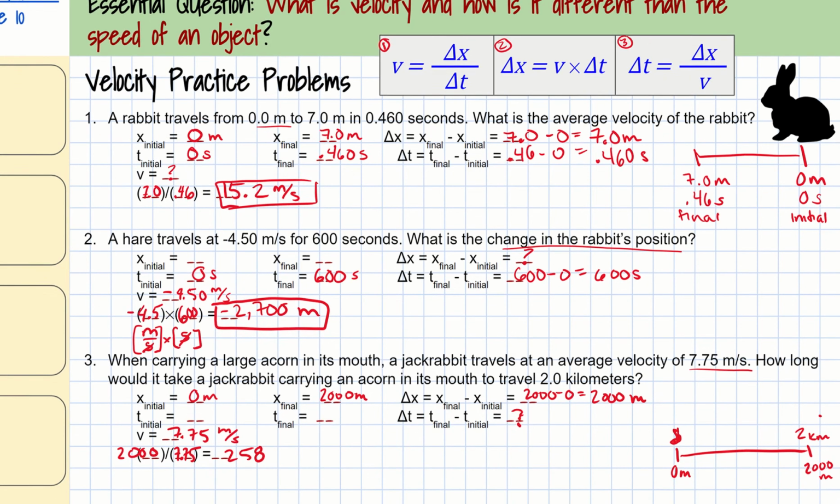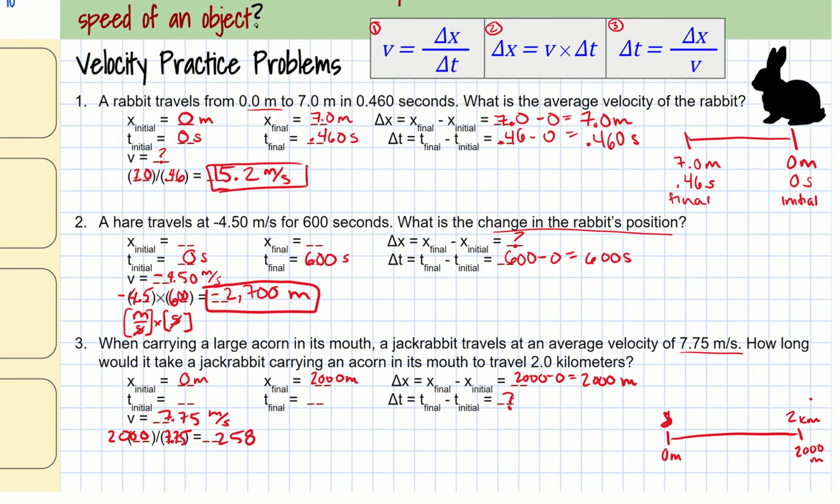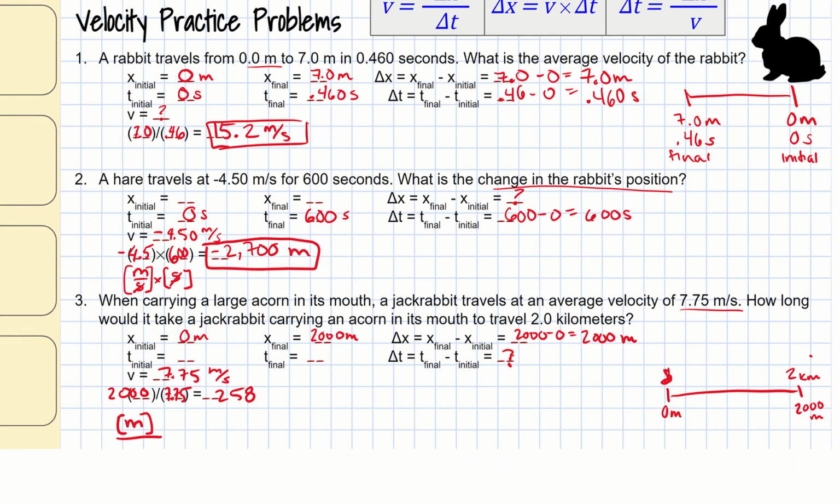And if we check out our units, well, we know we're solving for time, so it probably should be seconds, but let's double check that. So we have meters, or the units of our 2,000, divided by 7.75 meters per second. That leaves us with units of 1 over seconds. But if you divide by a fraction, that's like multiplying by a reciprocal. So basically, we're left with just units of seconds. Okay, so we got 258 seconds for that last problem.